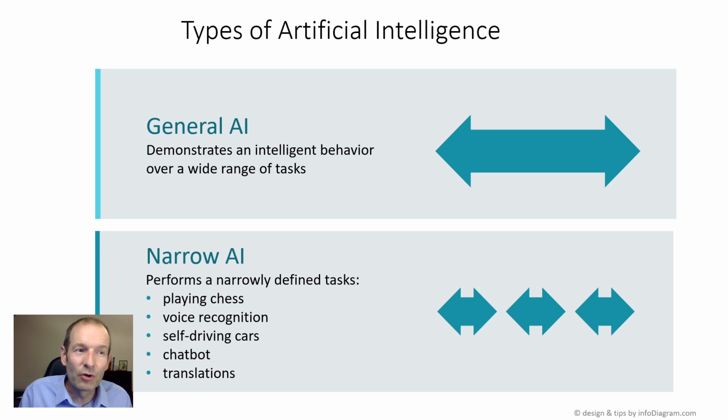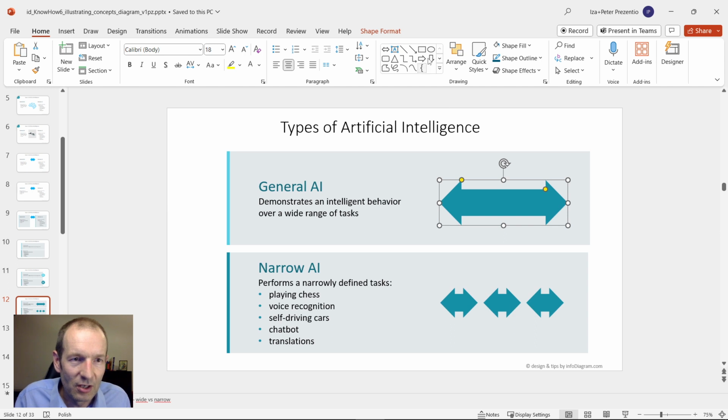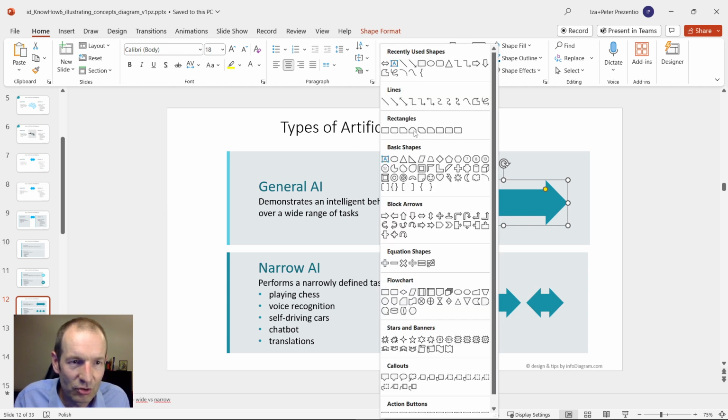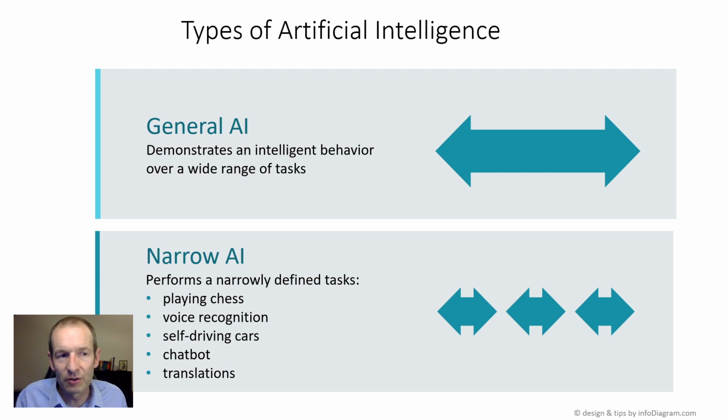If you want to underline more the difference between the width of how general AI is covering the wider scope of applications or behavior compared to narrow AI, you can again use the simple arrow. Like here, this is just something which I added from standard shapes. I just added an arrow, this bidirectional arrow which I added here. And you just copy and put it here. So that's the way how you can express something which is wide compared to something narrow.